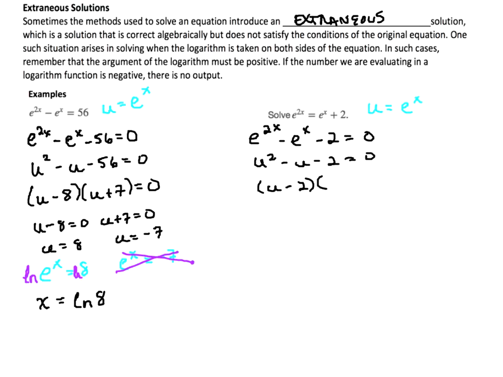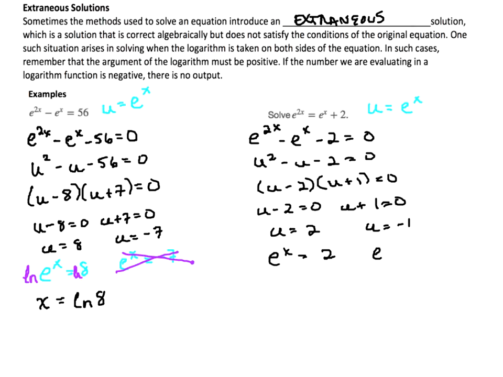So u minus 2 times u plus 1 equals 0. u minus 2 equals 0, u plus 1 equals 0. u equals 2, u equals negative 1. So here, e to the x equals 2, and e to the x equals negative 1. I can discount this solution as being extraneous, and then I solve for this one over here. x comes out front as the coefficient, ln of e is just 1, so x is equal to the ln of 2.